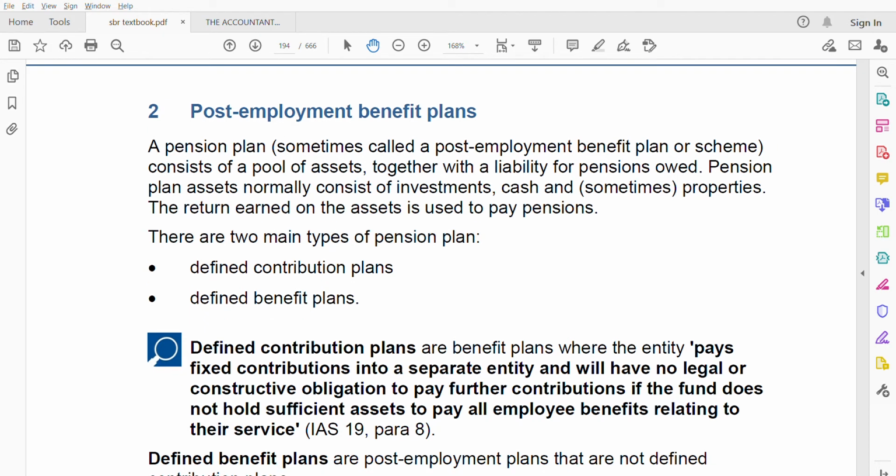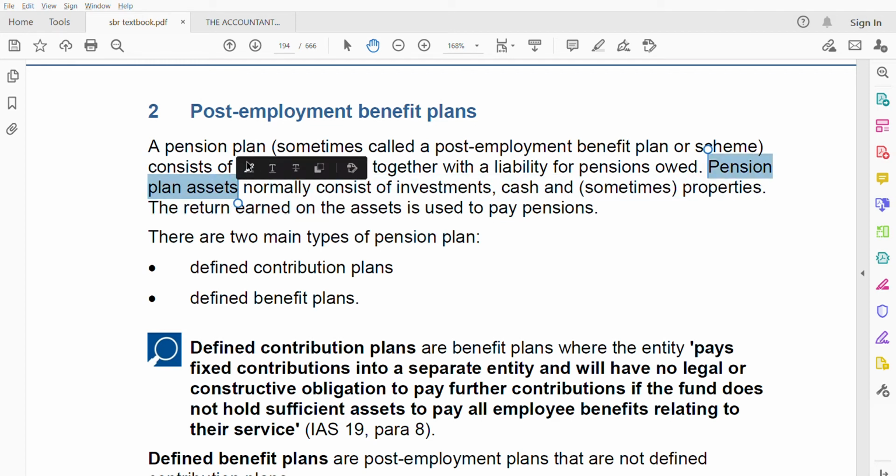So let us read this. A pension plan, sometimes called a post-employment benefit plan. It could be written as pension plan, or sometimes they might refer to it as post-employment benefit. Most of the time they write post-employment benefit. So it should be understood that the moment you see post-employment, it is IAS 19 relating to pension. It consists of assets together with liability for pensions owed. So pension plan assets. You should know there are two things: one is pension plan assets, the other one is pension plan liabilities.